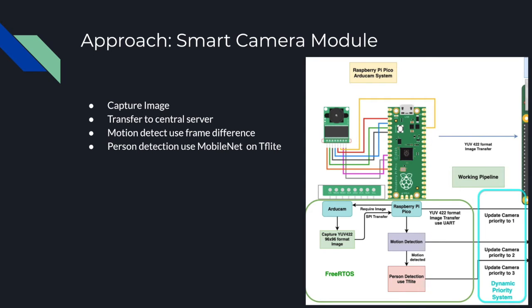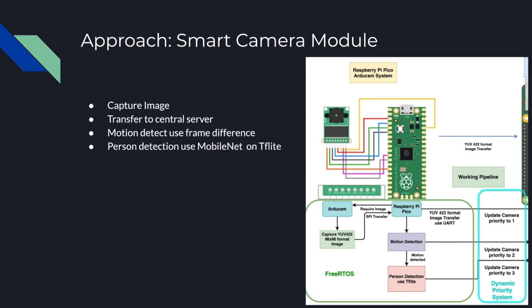The system will first capture the image and transfer it to a central server. After the image is transferred, the Pico will perform motion detection. The implementation of the motion detection is simple yet efficient. A frame difference is computed after every new image captured. This is simply done by applying pixel-wise subtraction between the current frame and the previous frame.